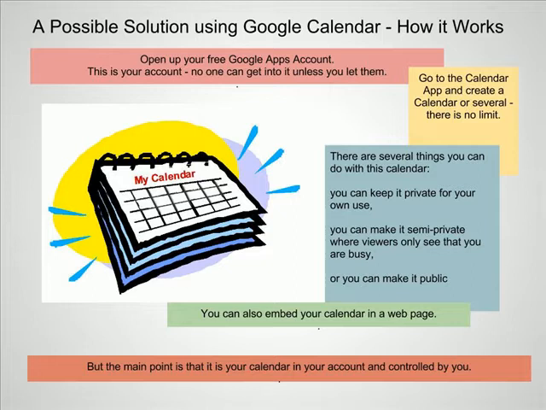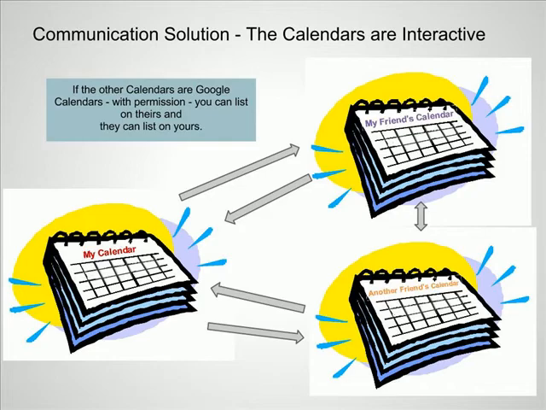You can also embed this calendar in a web page, okay? But the main point is that it is your calendar in your account and controlled by you, okay? It's a big point. Communication solution. The calendars are interactive. If the other calendars are Google calendars, with permission, you can list on theirs and they can list on yours. And you can do this in several ways.